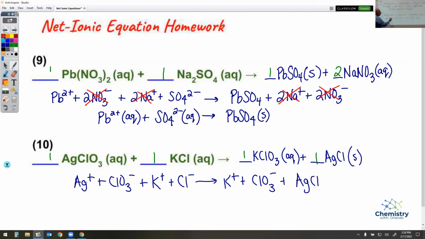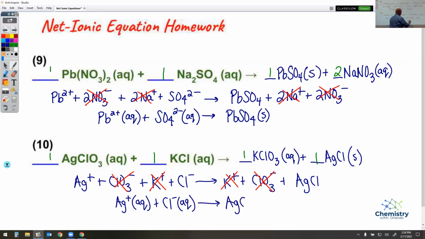Spectator ions include chlorate and potassium ion, leaving us with just silver and chloride. So our final equation here is going to be silver, which is aqueous, plus chloride, which is aqueous, forming silver chloride, which is our solid.